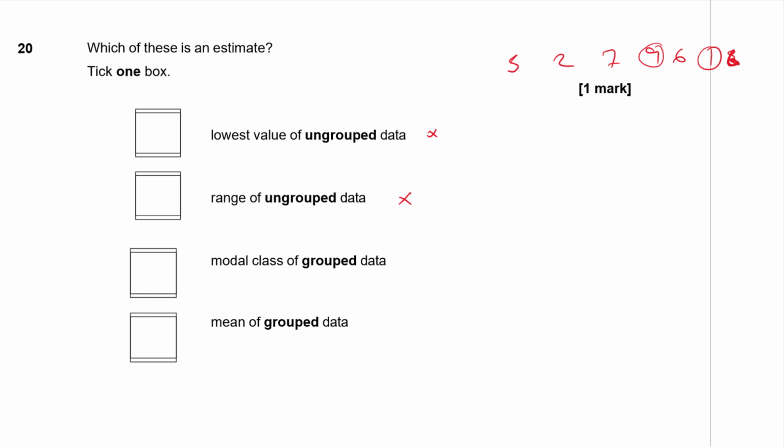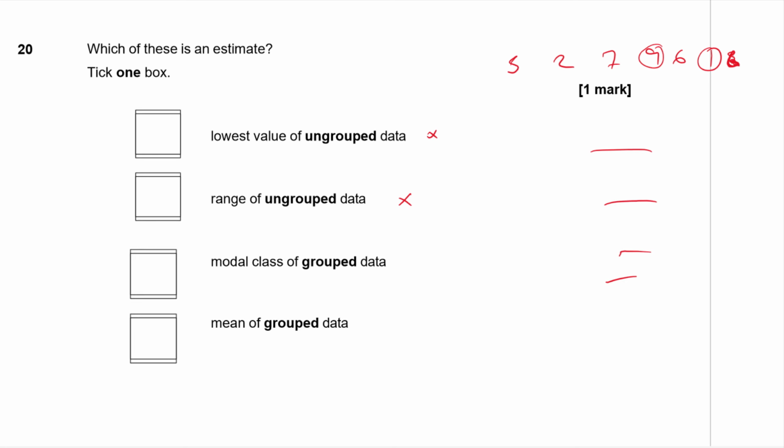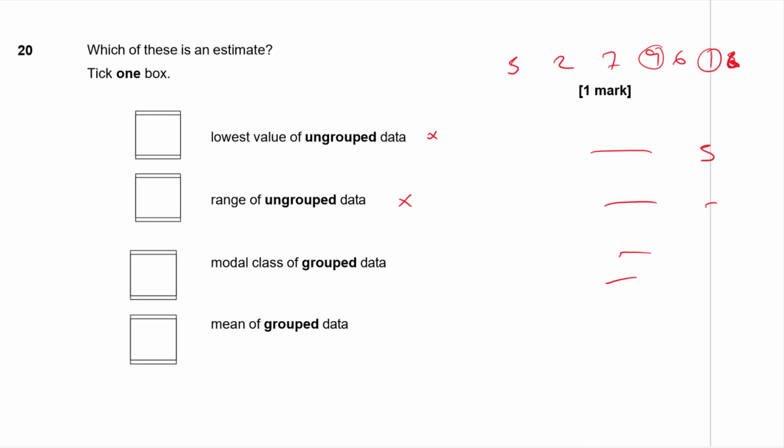If I've got a table with some groups in it, and 5 had those, 7 had those, 6 had those, 2 had those, then the modal group is just the group that occurs the most, so it's going to be like the biggest group. So again, there's nothing to estimate there.